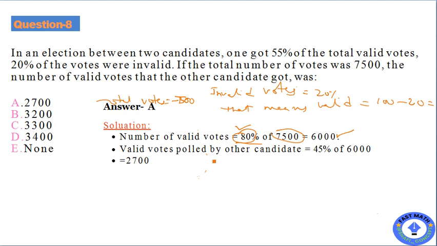Ultimately, we need the valid votes polled by the other candidate. The actual total votes is 100%. In that, 55% is already taken by the winning contestant. That means the remaining percentage for the losing candidate is 45%. That is 45% of the valid votes, which is 6000. That means it is 2700. The answer is A.